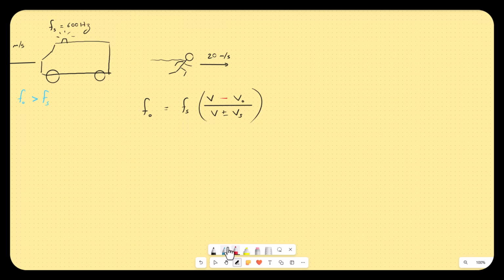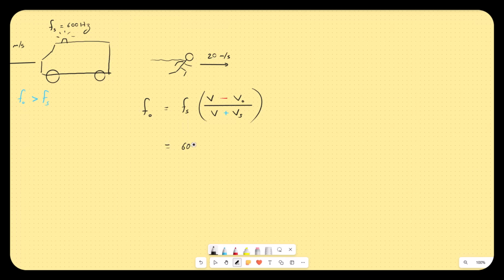Now I want to look at just the source. So ignore that the observer is moving, ignore all this part. Just the source. If the source is moving away from my observer, then I expect that I'm going to be getting hit less than 600 times per second, right? I'm going to get a lower frequency. In order to get a lower frequency, I need the bottom of my fraction to get bigger, so I'm going to need a plus. So the bottom of my fraction will get a plus, and now I can plug in my numbers.